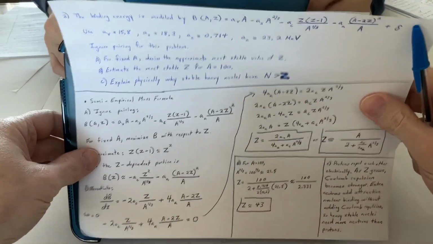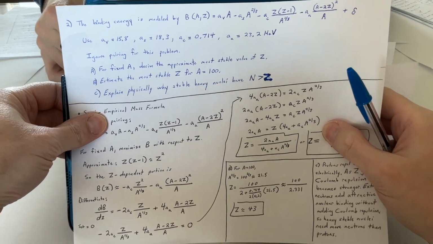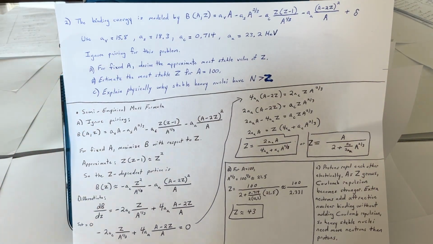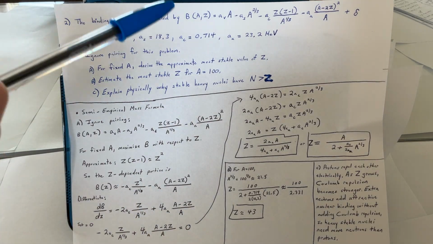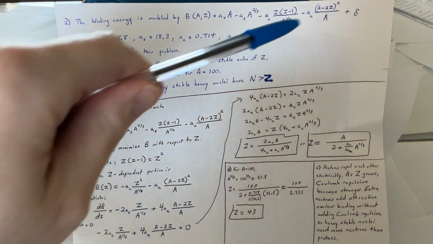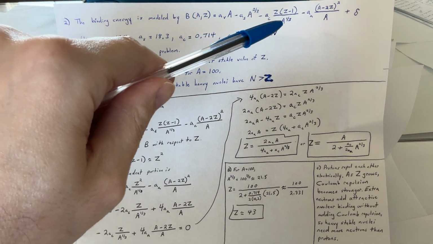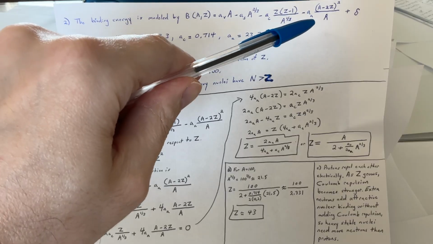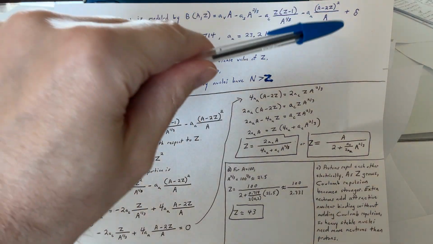We can move along to number two. Okay, all right, we have some calculus in number two. It's binding energy. So we have here the binding energy is modeled by this B of A, Z equals this whole thing. I'm not going to say it out loud. It's long. Oh, that's an A to the 1/3. That's A sub A. And that's a delta. I apologize for not drawing the delta well.